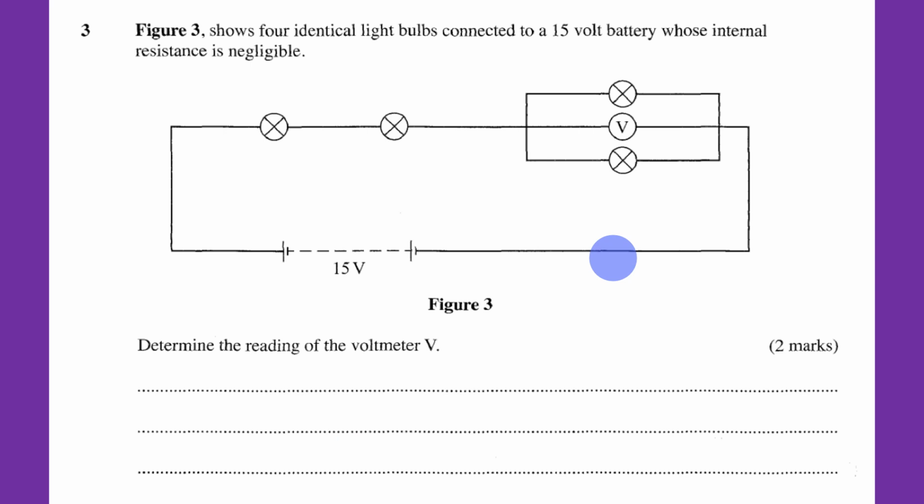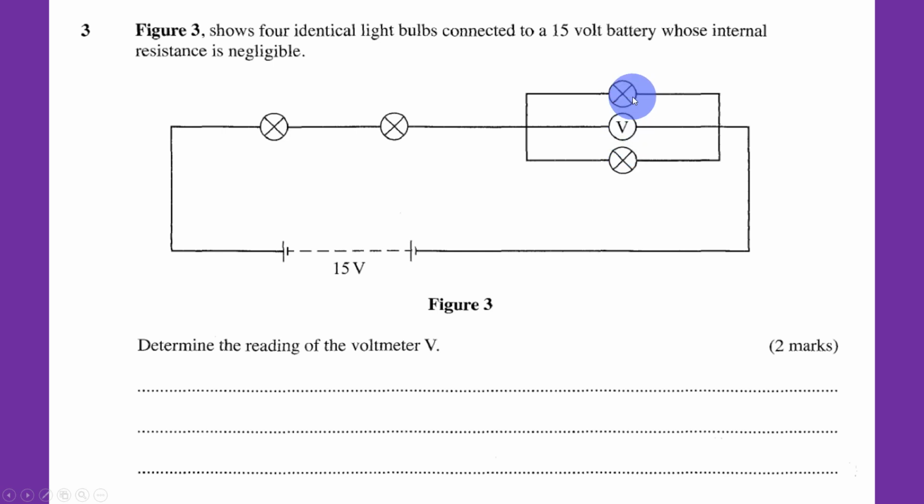Let's go to question 3. What do we have here? We are told that figure 3 shows 4 identical light bulbs connected to a 15-volt battery whose internal resistance is negligible. So this is 15 volts. We know that this lamp and this lamp are connected in series, so each one of them drops part of this 15 volts. And the voltage dropped here is equal to the voltage dropped here.